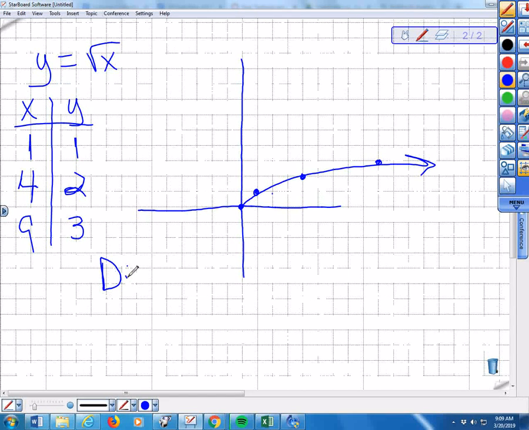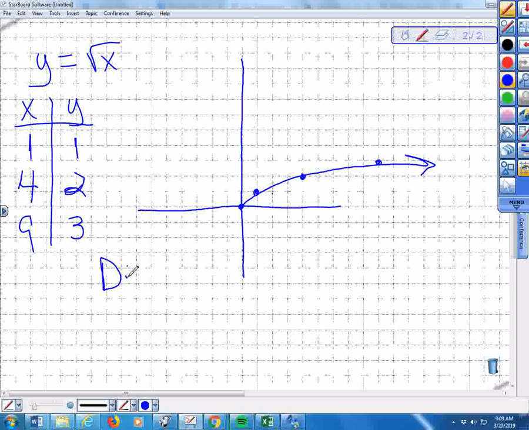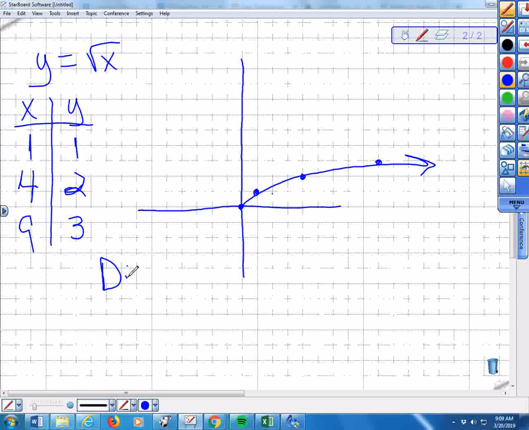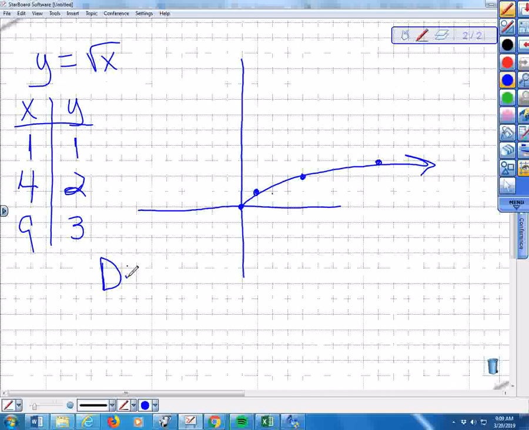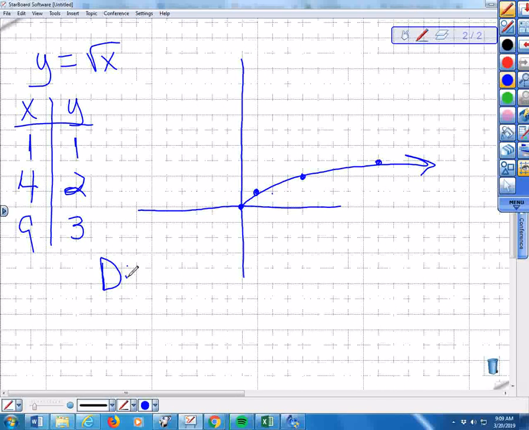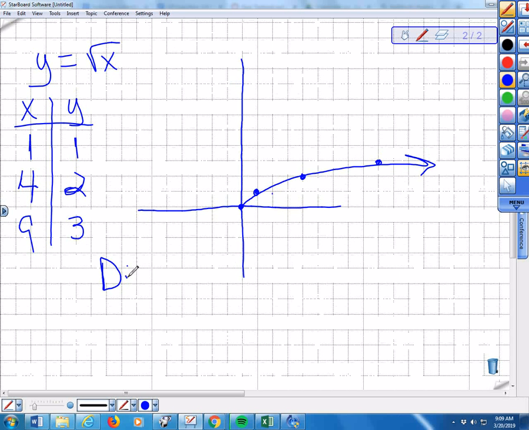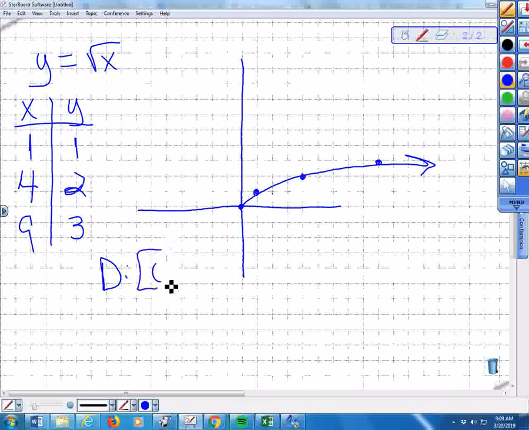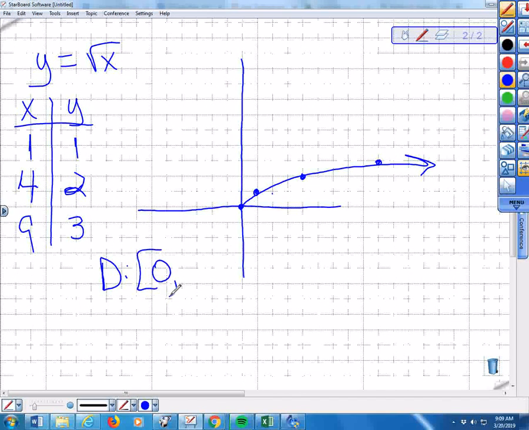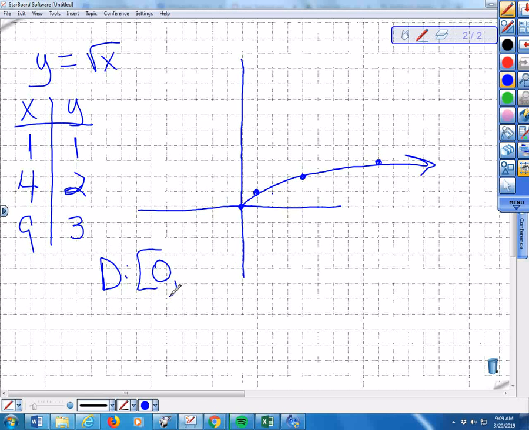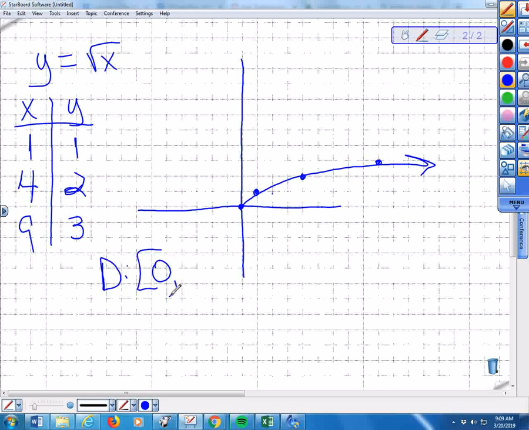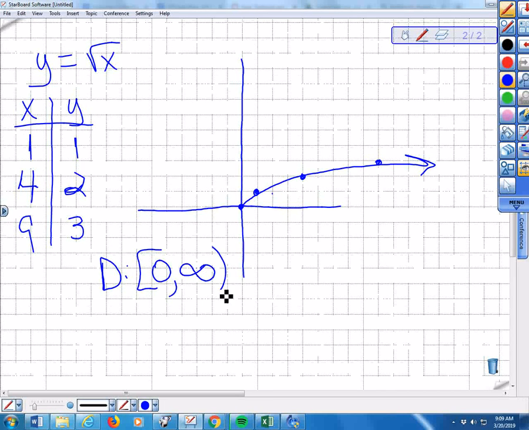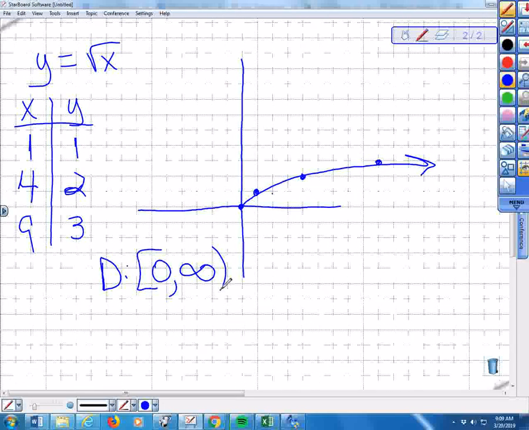1, 4, 9. What does domain mean? All possible x values. So what's the smallest possible x value? 0. Does it include 0? Yes, because 0 is on the graph. So it includes 0. 1, 4, 9. Is there any number after that that is not included? No, there's not. So infinity. There's my domain of this function. It starts at 0 and goes on forever to the right.